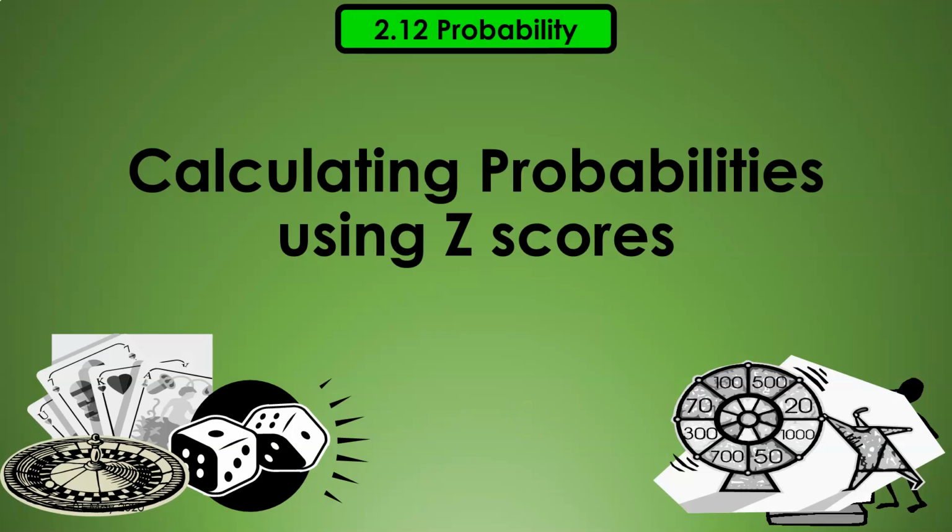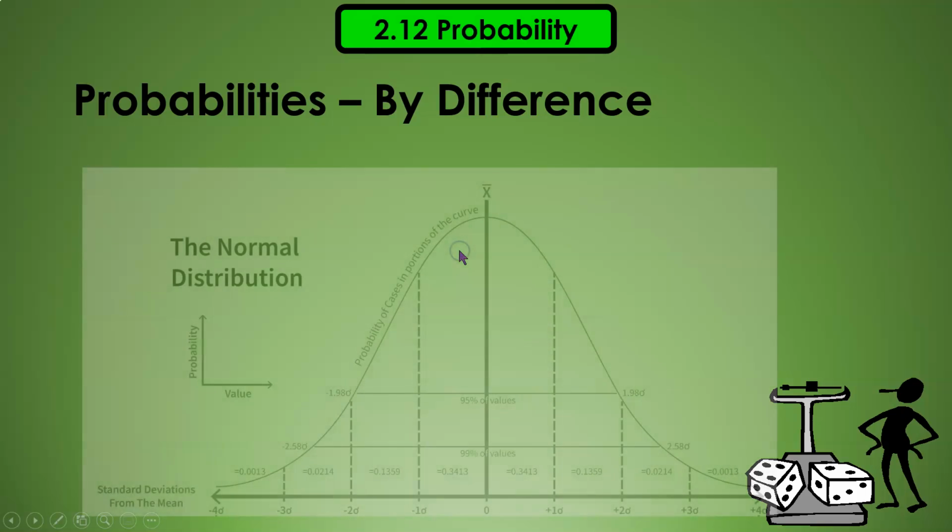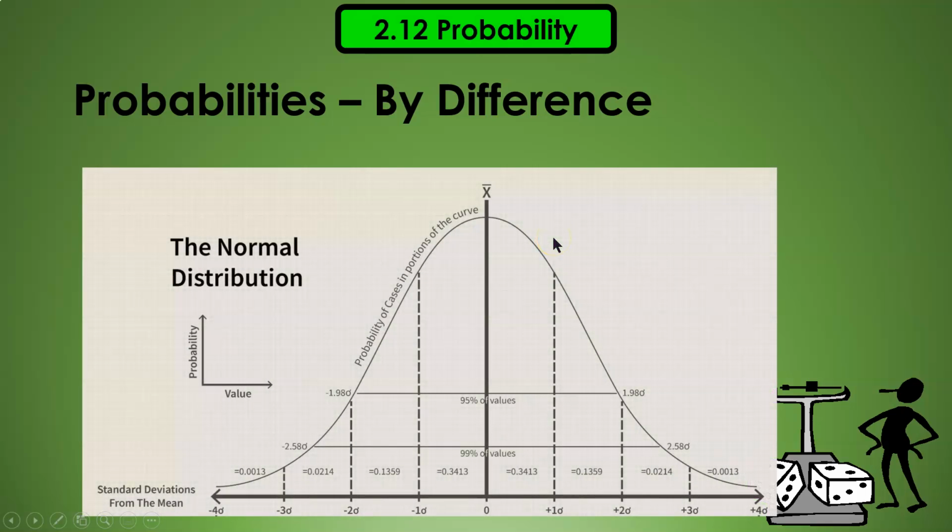Right, this lesson, you'll be pleased to know, is the last one that's looking at calculating probabilities using z-scores. It's the last variation of all the different questions, and by the end of these you've gone through every possible normal distribution option. It's looking at the difference, where you've got two z-scores on the same side.